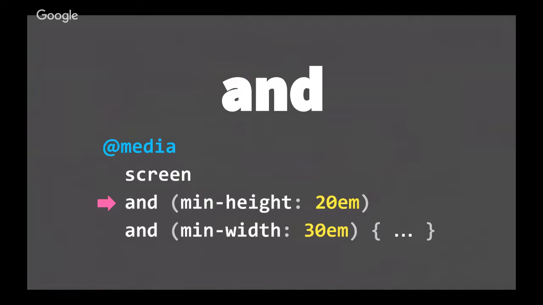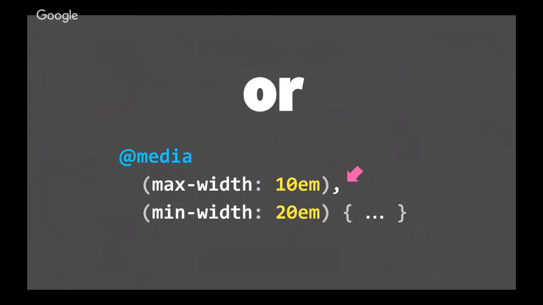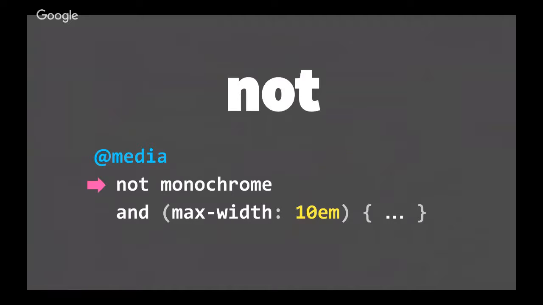You can chain with and, so target screens with both a minimum height of 20 ems and a minimum height of 30 ems. Or allows you to apply this or that: target anything with a max width of 10 ems or a minimum width of 20 ems, but nothing in between. And you can exclude with not. Target anything with a max width display of 10 ems that isn't monochrome.